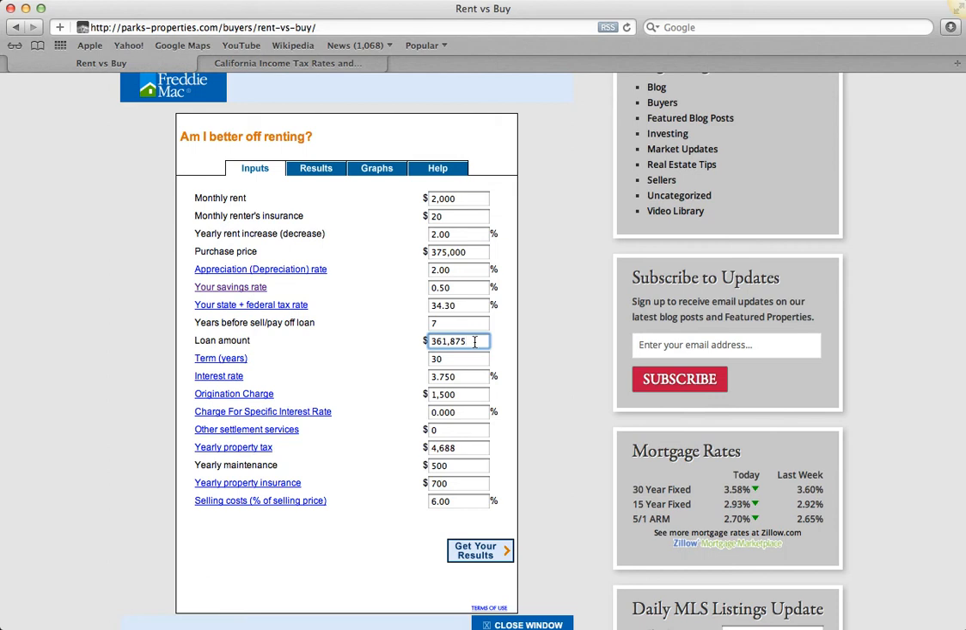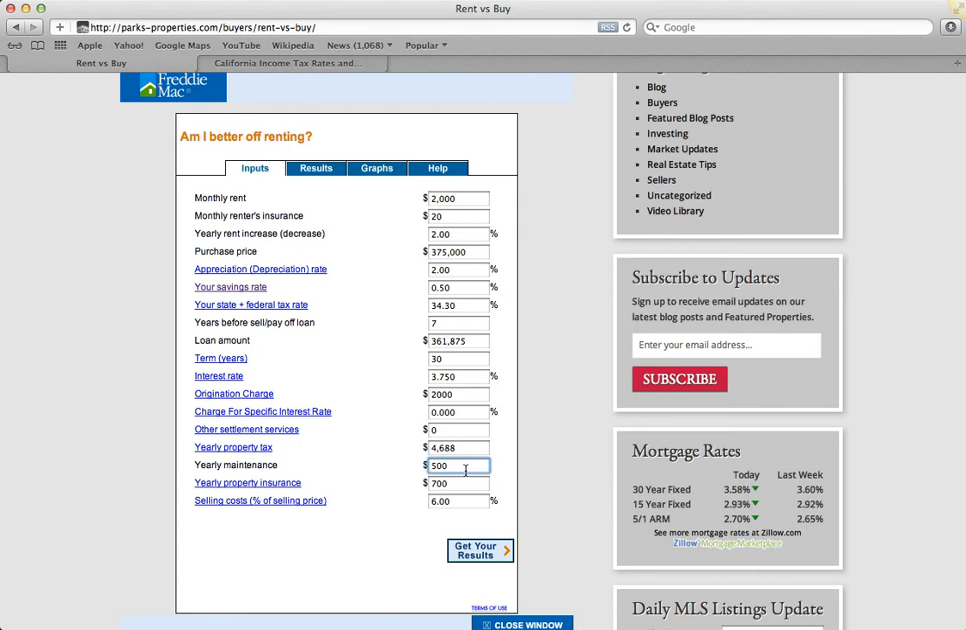Origination charges are going to be covering all title charges, lender charges, appraisals, credit, and so forth. So we're actually going to increase this to $2,000. We're going to leave these other items blank for the time being. Property tax, a good number to use for an estimate would be 1.25%. So you're going to take the purchase price of $375, times 0.0125. That will be your yearly property tax rate.